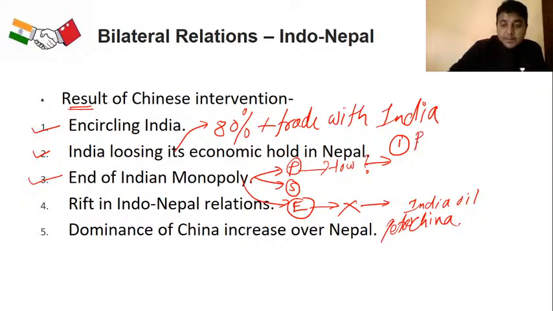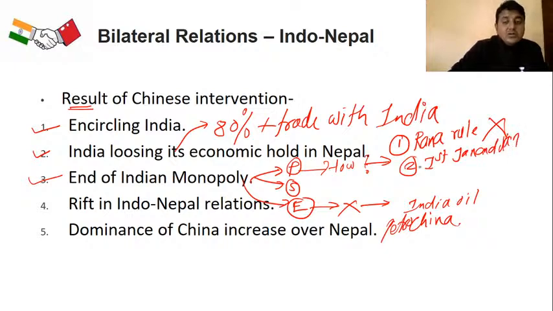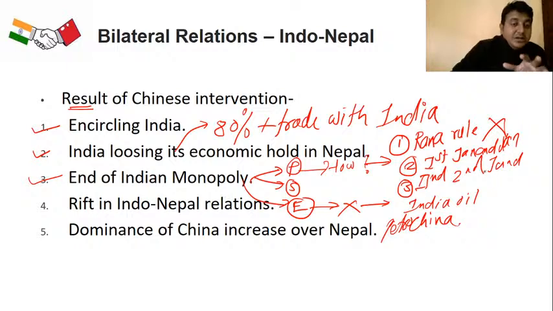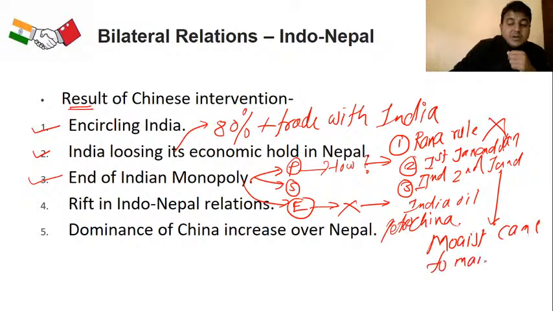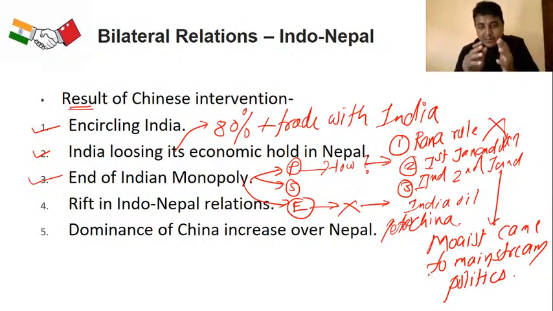The first thing, Rana rule was there. End of Rana rule. At that time, India supported them to establish democracy. Second thing we mentioned, the first Jana Andolan. India helped Nepal to make a pact between the Nepali Congress and the monarchy. Third, the second Jana Andolan. In the second Jana Andolan, India intervened, and because of that, Maoists came to mainstream politics. Don't you think so? It helped Nepal to establish peace in their country.